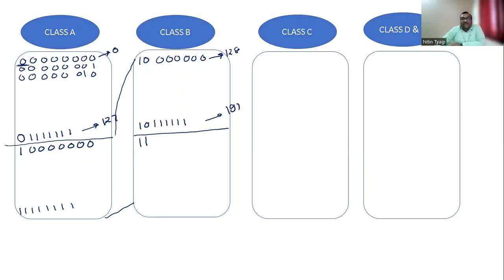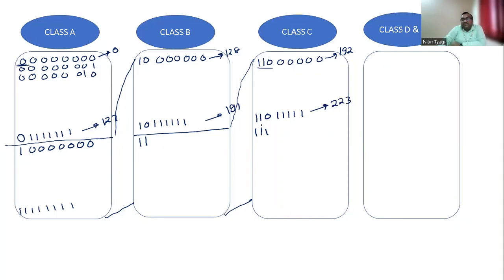Now, for class C, what you can do? For class C, the 3 bits 110 can be fixed, and here 111. So 3 bits, that means 110 and 1, 2, 3, 4, 5 is the first, and what will be the last? 110 is fixed, 1, 2, 3, 4, 5, 5 bits, right? So what is the range value? If you convert this binary number into a decimal number, then you will get 192. And when you convert the last into decimal, you will get 223.